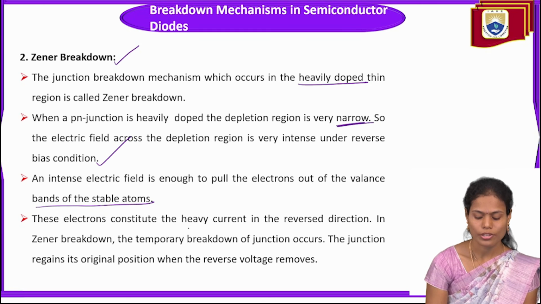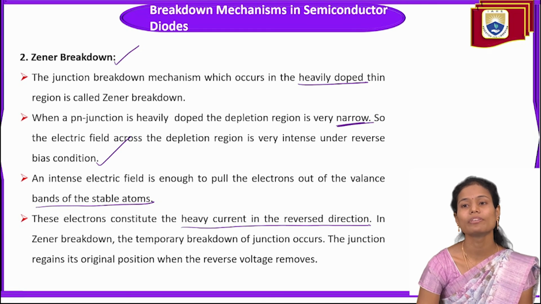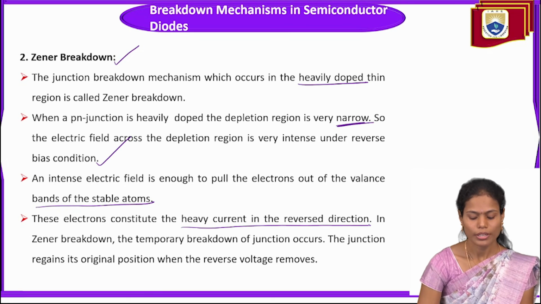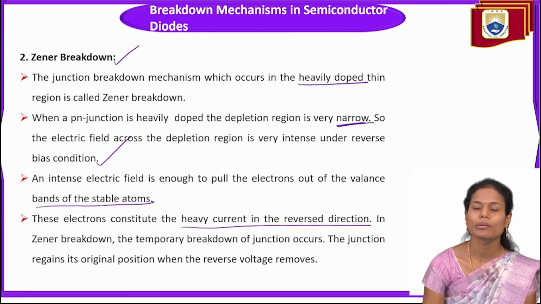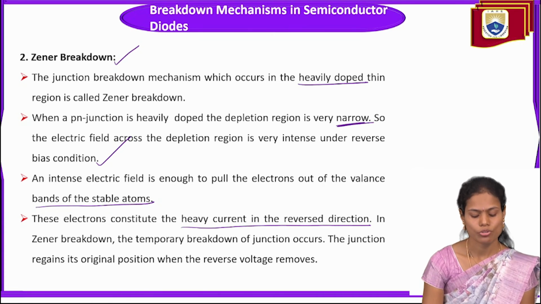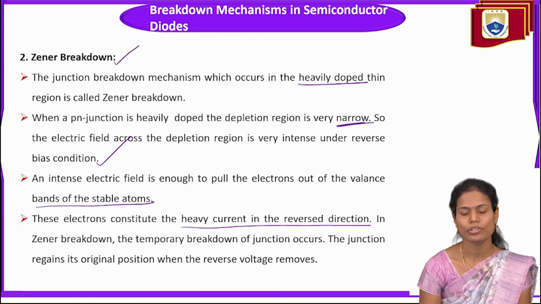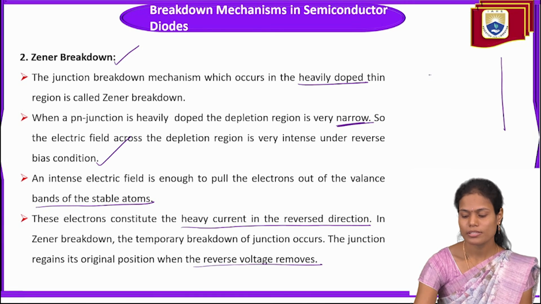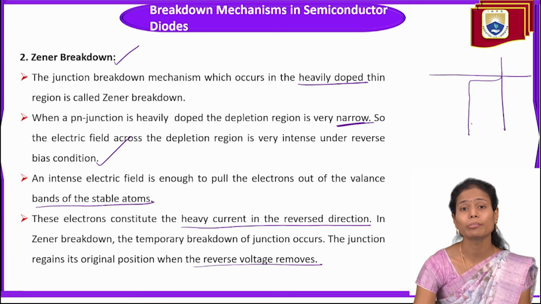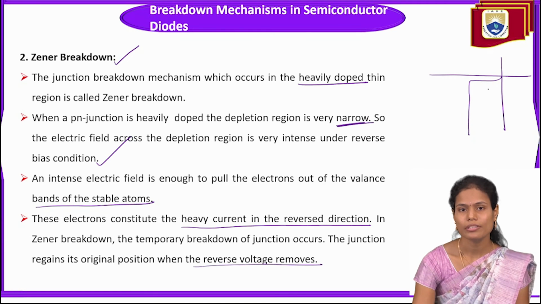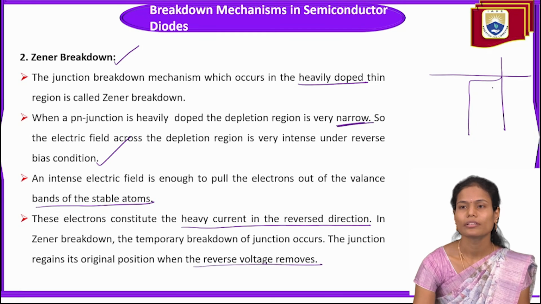So these electrons constitute the heavy current in the reverse direction. So in Zener breakdown, the temporary breakdown of the junction occurs. The junction regains its original position whenever we remove the reverse voltage to the device here. So in this particular case, this will occur early here. Why? Because it has a very thin depletion region.